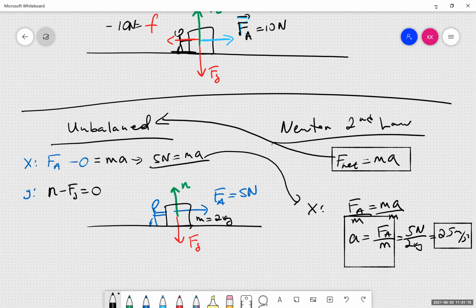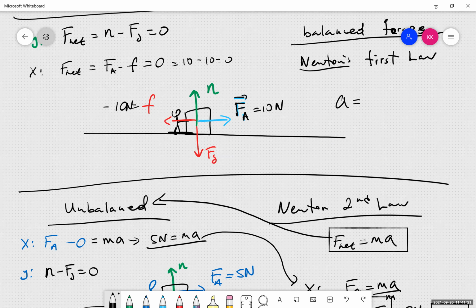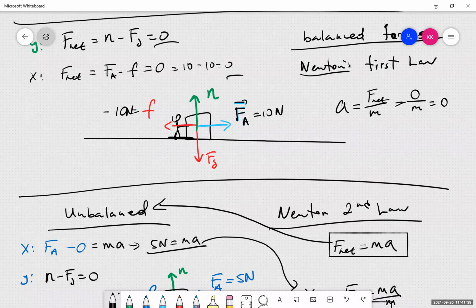a equals net force divided by mass. That means, for example, here when I say my acceleration equals net force over mass, my net force is 0 in the x direction and in the y direction. So I can say my net force is 0 divided by mass, I'm going to get 0. That's why there was no acceleration, because net force was 0. Here I have acceleration because net force is not 0.